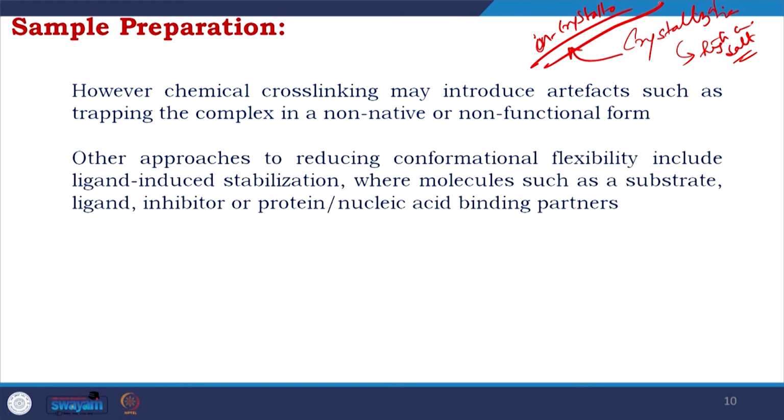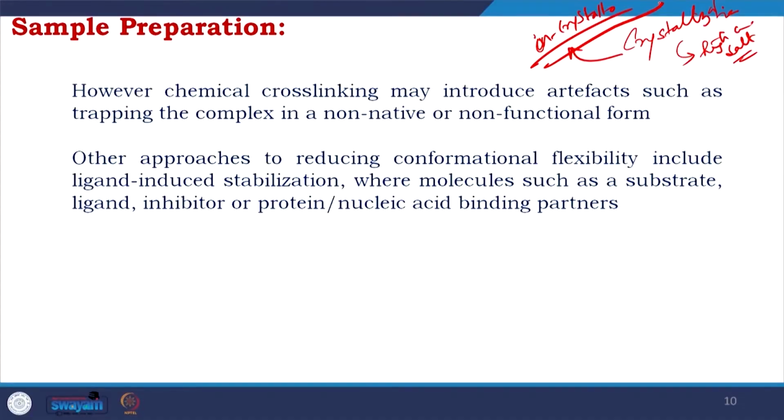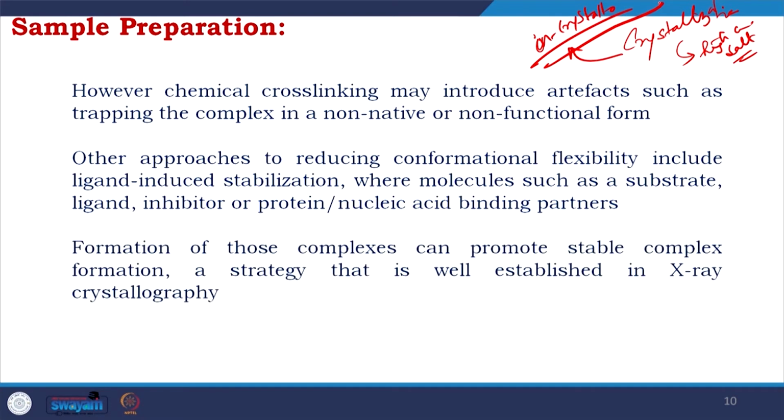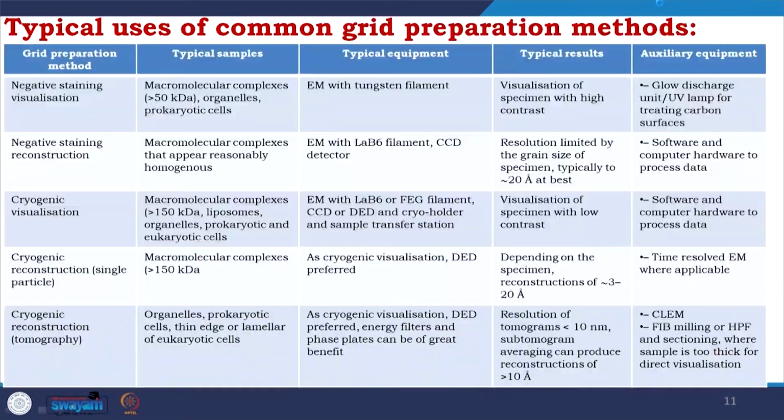Other approaches to reducing conformational flexibility include ligand induced stabilization, which we talked about. When a ligand comes, it binds with the protein and stabilizes it, where molecules such as a substrate, ligand, inhibitor or protein nucleic acid binding partners. Formation of those complexes can promote stable complex formation, as I talked about, a strategy that is well established in X-ray crystallography already. When we talked about X-ray, we talked about these stabilization factors.